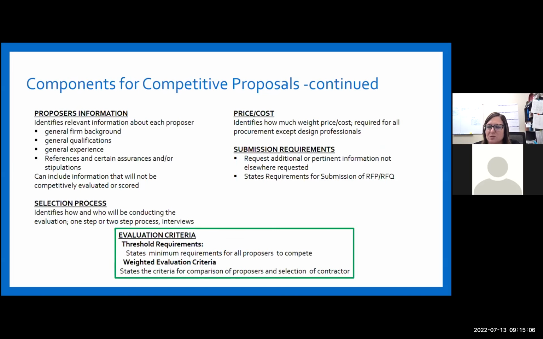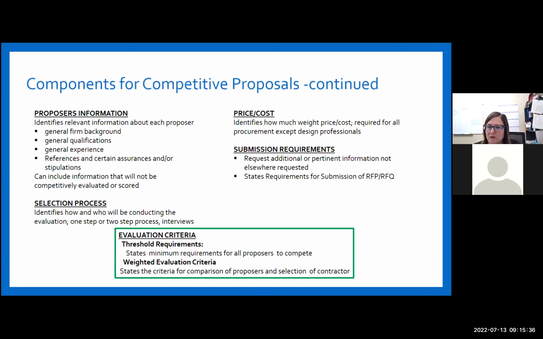The selection process identifies how and who will be conducting the evaluation, whether it's a one-step or a two-step process, and if it includes interviews. The price and cost identifies how much weight and cost is required for the procurement, except for design professionals. So this would be for the RFP for the administrative consulting firms, not the RFQ for the engineering or architectural firms. And then the submission requirements.